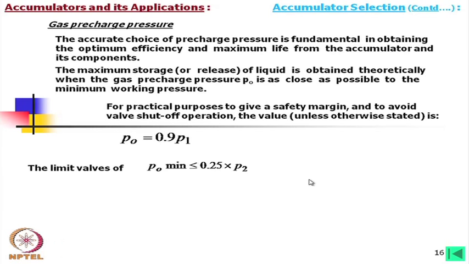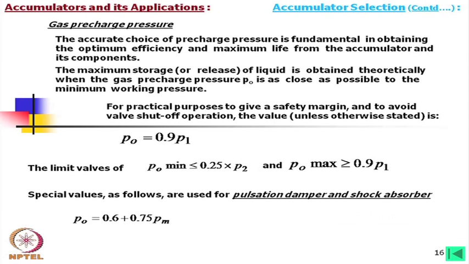Okay. The limit values of P0: P0 min is equal to 0.25 into P2, where P2 is the maximum pressure, mind it, or P0 max is 0.9 of P1. So, P0 should be 0.25 into P2; at one point we have shown P2 by P0 is equal to 4. So, from this relation and the above relation, looking into these working pressures, we can determine what the P0 should be, which will be in between this and this. Okay.